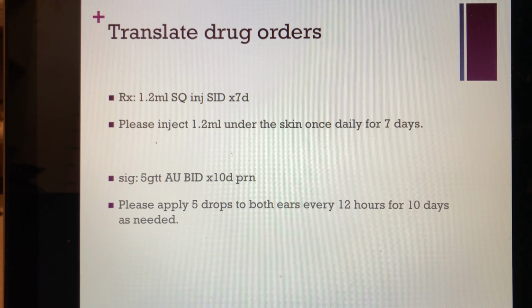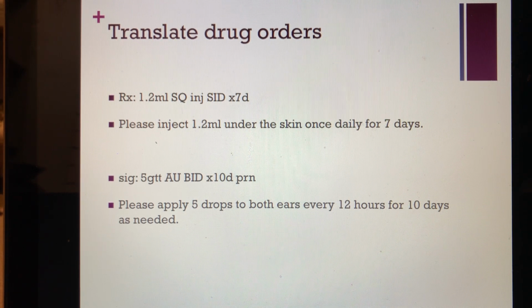And then how often are we going to put these 5 drops into the ear? BID. So BID is twice per day. So 24 hours in a day divided by 2 times per day is every 12 hours. And then X10D is for 10 days. And then we have a PRN on there. PRN, we remember, means as needed. So what we're going to write in here is please apply 5 drops to both ears every 12 hours for 10 days as needed.